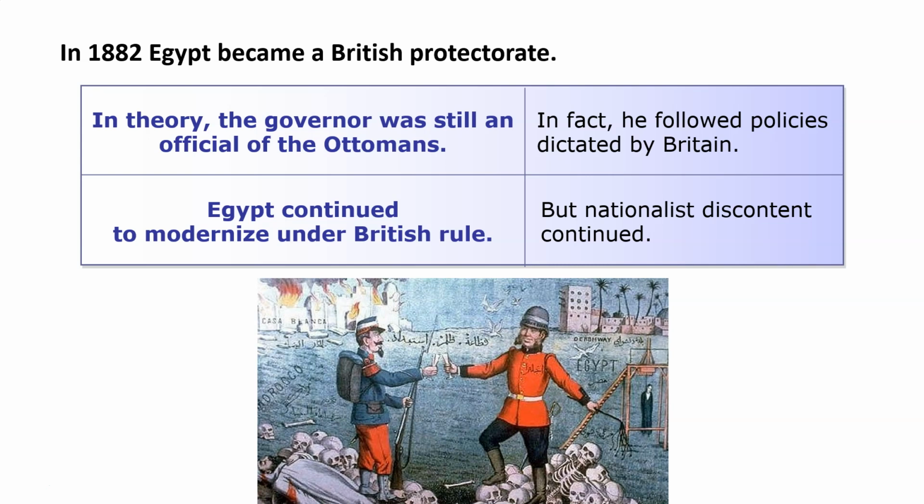As a British protectorate, Egypt continued to modernize, continued to improve infrastructure, continued to play a critical role in commerce, but all through this time, again, there's that word nationalism. The Egyptians began to resent being controlled by the British, being controlled by a foreign power. So nationalist discontent will continue, and we'll come back and touch on that a little bit later in the year.